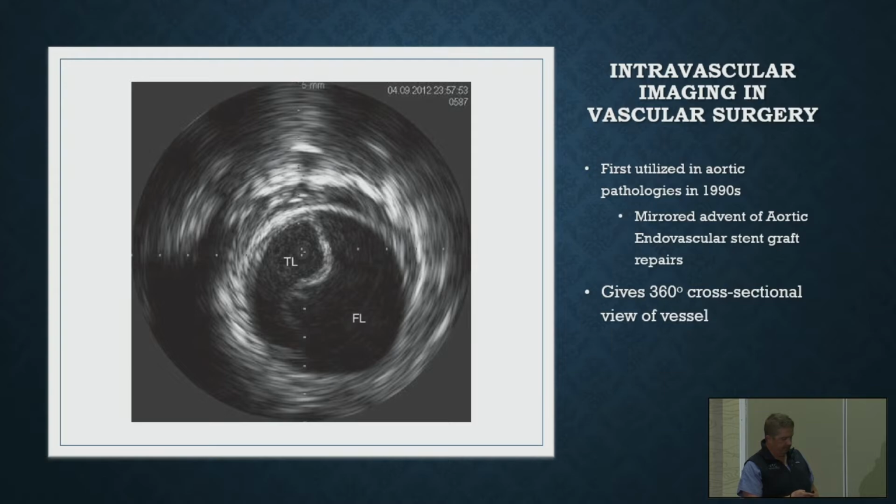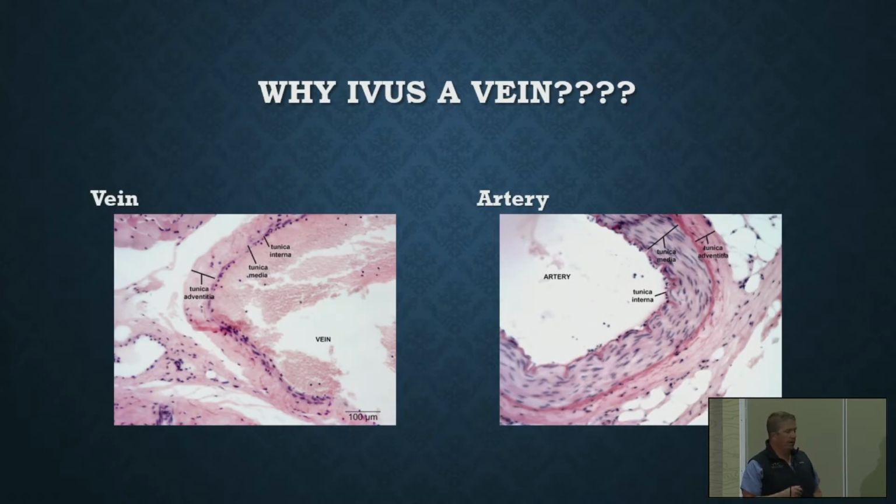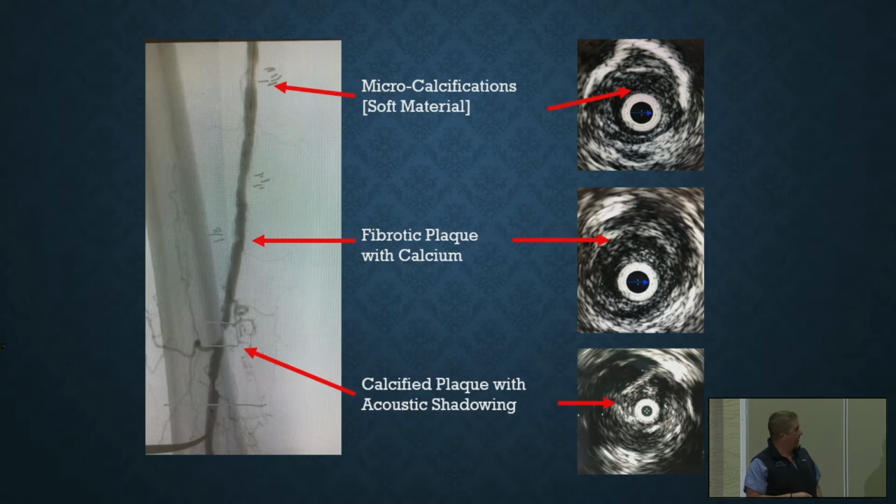But why do we use IVUS in veins? And this is a horrible slide for me because I hated histology, but I think it's really important in this case. The tunica media in a vein goes from here to here. The tunica media in an artery goes from here to here. So what does that mean? An artery is not very compressible, whereas a vein is extremely compressible.